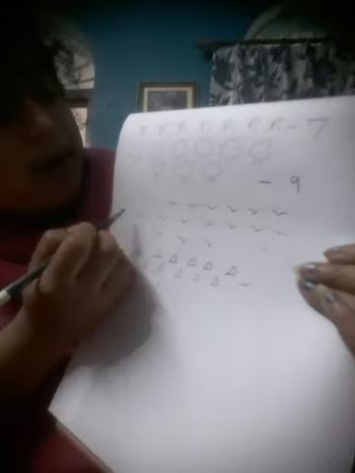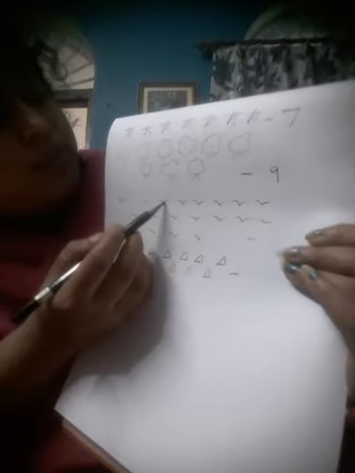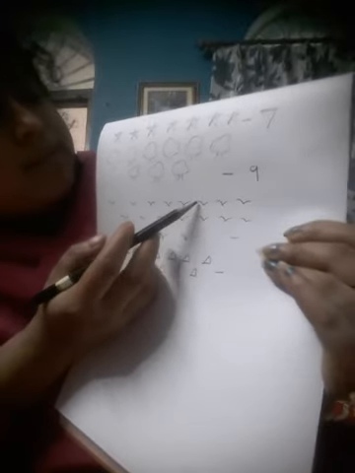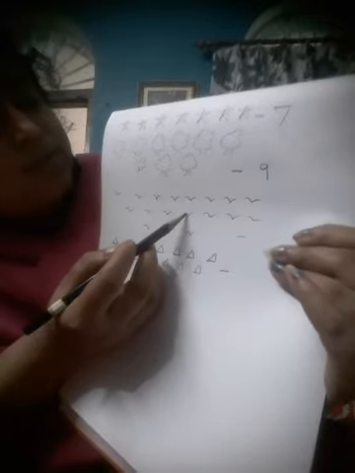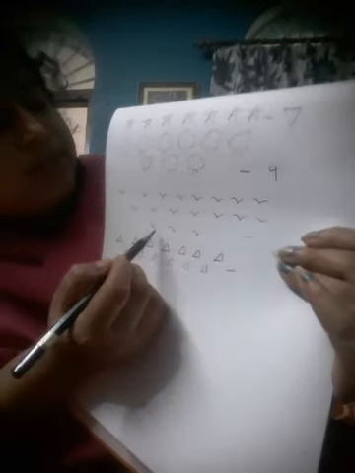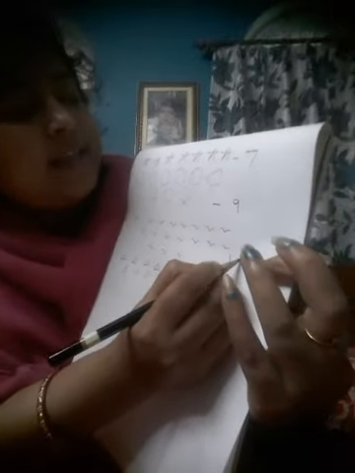Okay. Now how many birds? These are the birds. These all are the birds. Now let's count. 1, 2, 3, 4, 5, 6, 7, 8, 9, 10, 11, 12, 13, 14, 15, 16, 17 and 18. So 1 tens, 8 ones makes number 18.